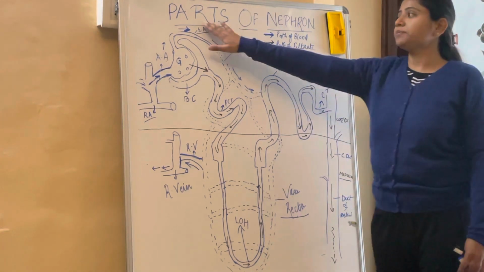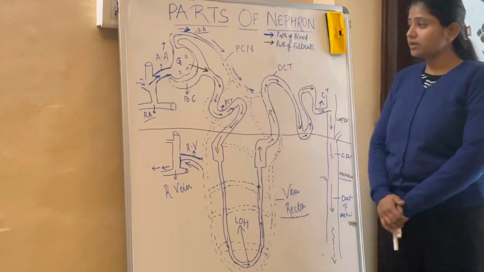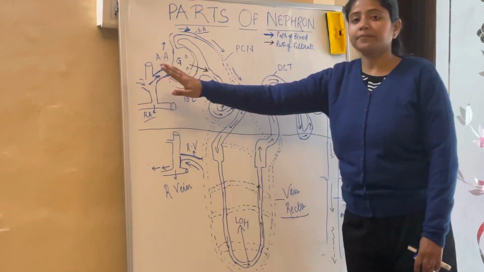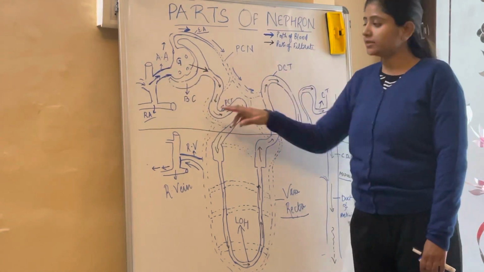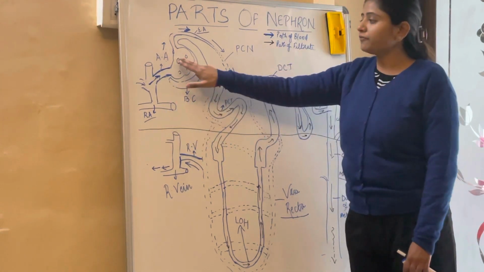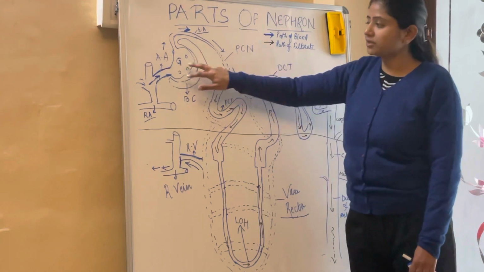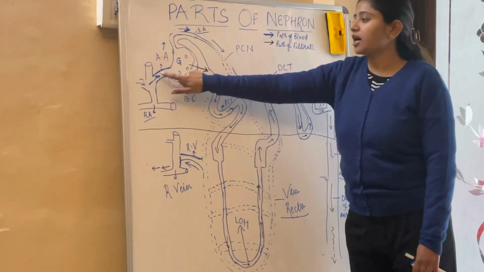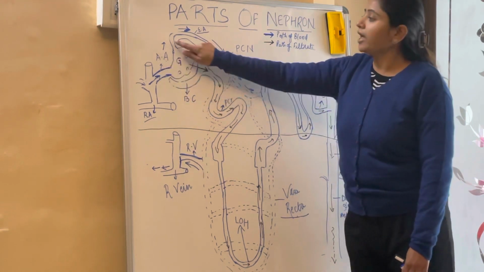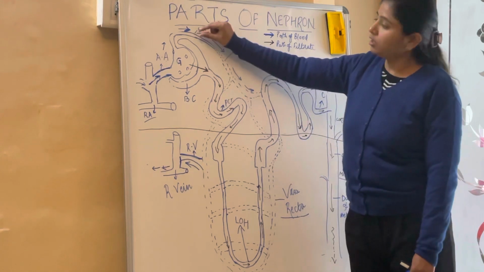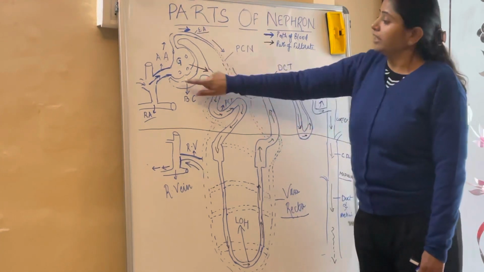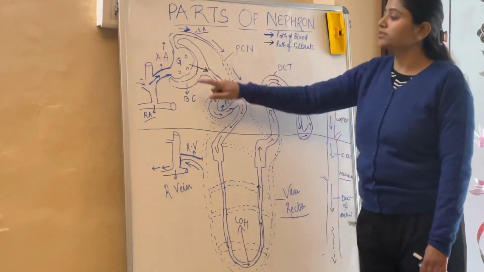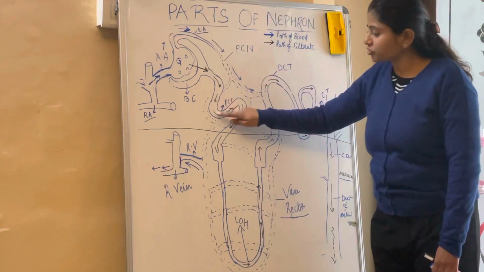First of all, let me tell you what the parts of the nephron are. First we have the renal artery, which is bringing the blood from the lungs into the kidneys. So this is the renal artery. Then we have G. G is the glomerulus. It is a body of capillaries, right? This is the afferent arteriole, this thick branch. And then we have the efferent arteriole, a narrow branch, right? This cup-shaped structure is the Bowman's capsule.